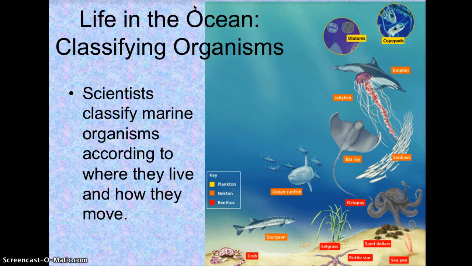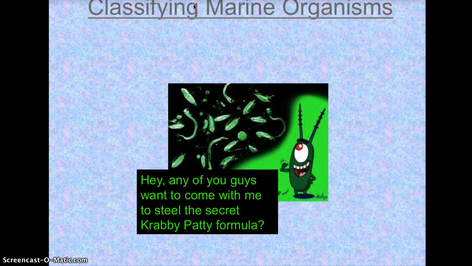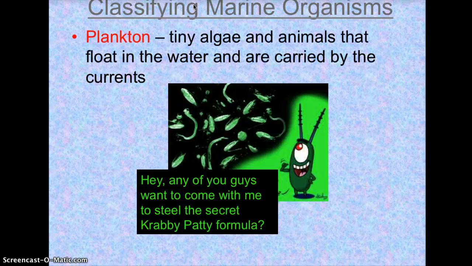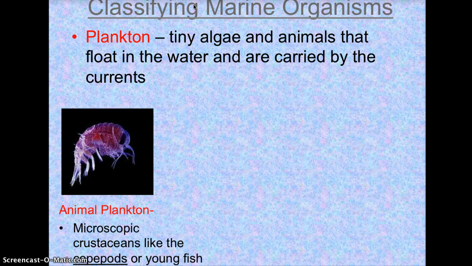The first type has to do with this little guy. And if you ever watch SpongeBob, you'll know who I'm talking about. Yes, the first one is plankton. Plankton are basically tiny animals or algae, which is a plant, that float in the water and they're carried by our currents. What type of currents? That's right, surface currents. Okay?